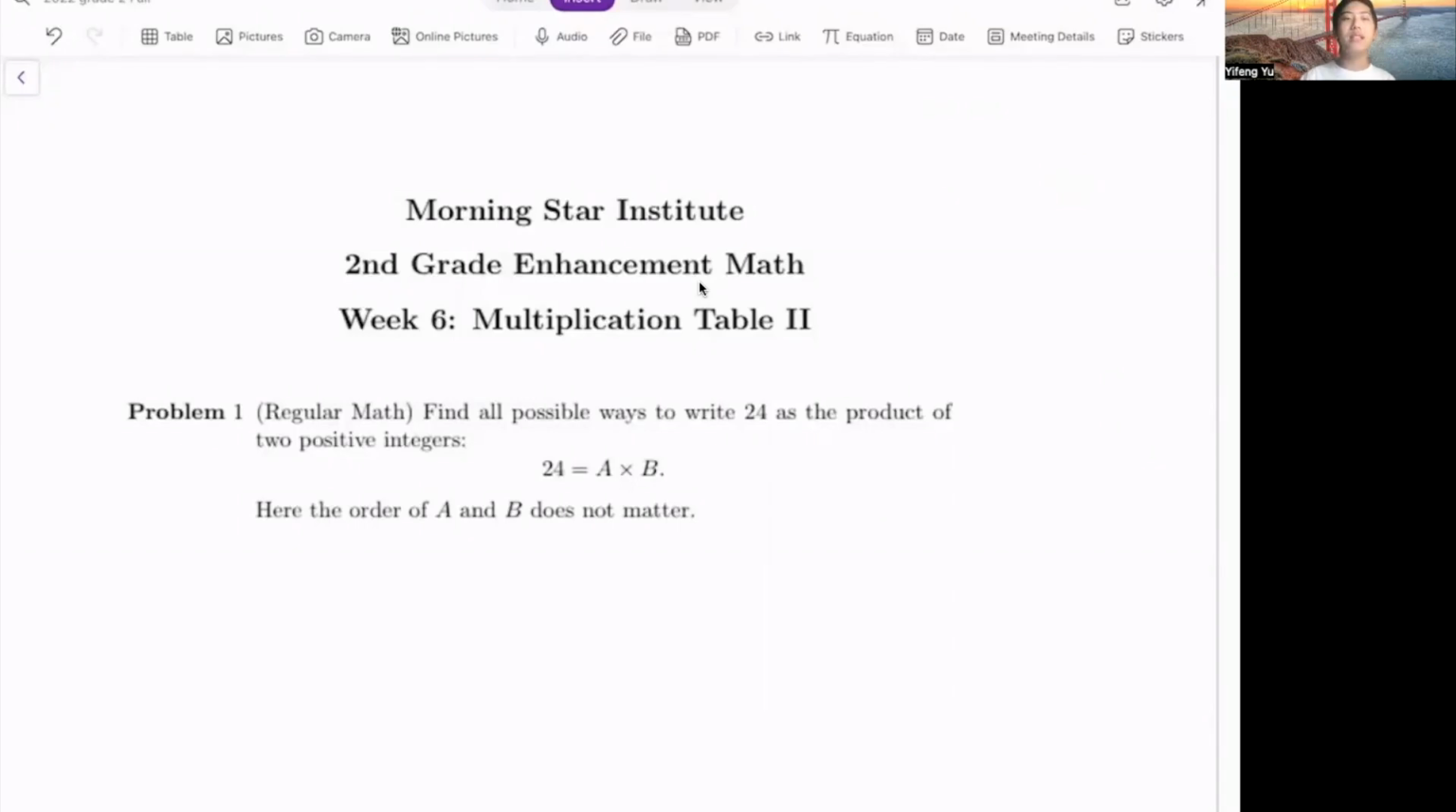Hello everyone, this is the week 6 multiplication table 2 solution video. Problem 1. Find all possible ways to write 24 as the product of two positive integers.